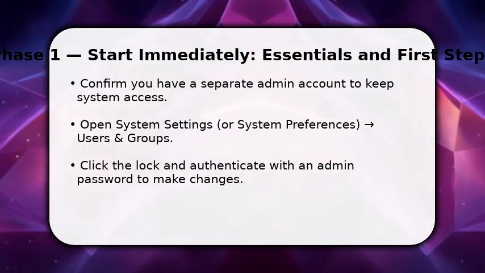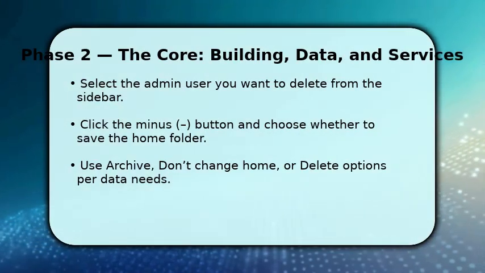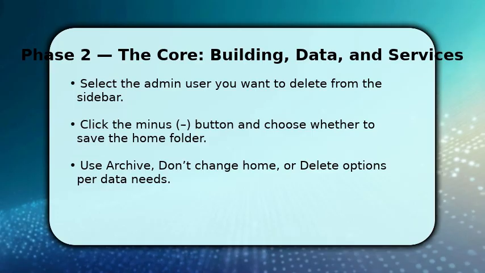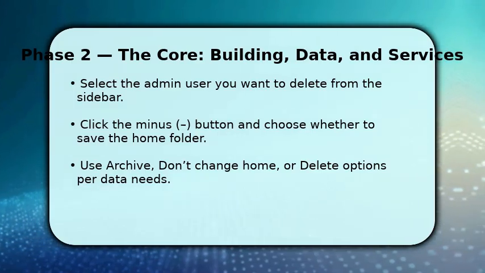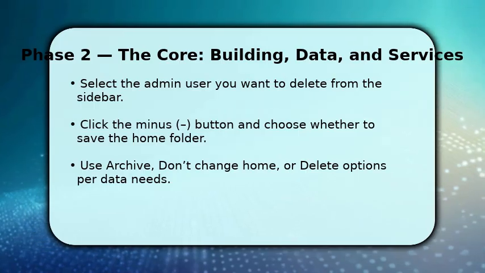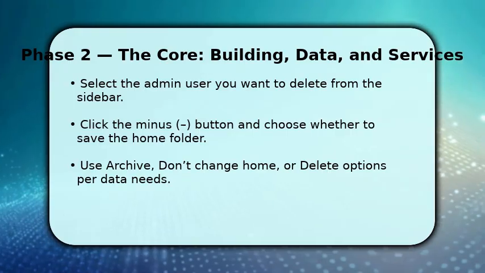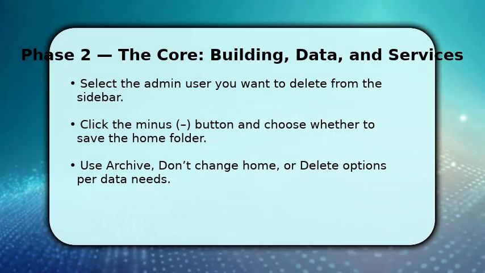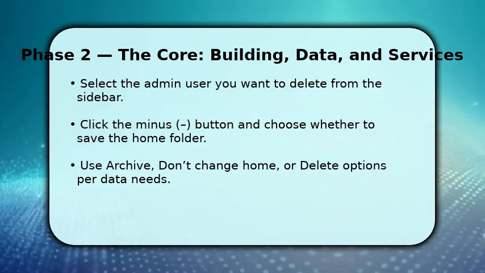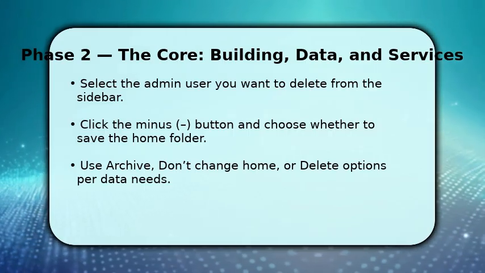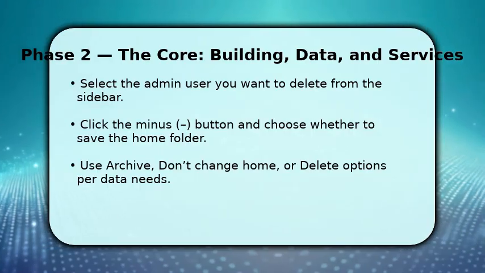without interrupting system permissions. With the target admin selected, click the minus button below the user list to start deletion. macOS prompts you with clear choices. Choose Save the home folder in a disk image to preserve files, Don't change the home folder to leave it in /Users, or Delete the home folder to remove data permanently. Make your selection based on whether you need user files. After choosing, confirm the action. The account will be removed and group privileges revoked, keeping the system stable.